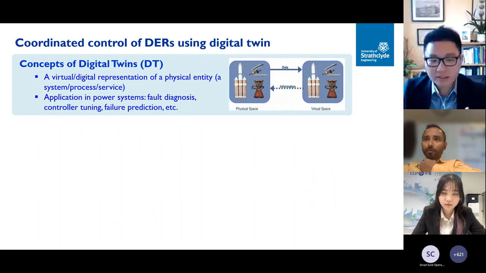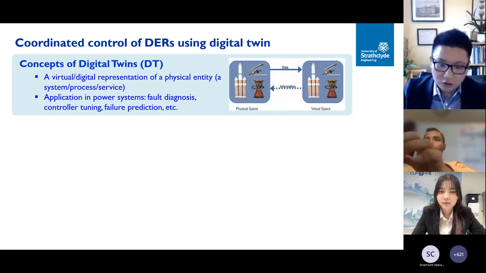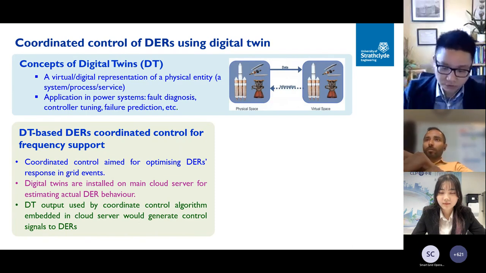Basically, digital twin is a concept widely used in aerospace and other domains. It's a virtual replica of a physical utility. It has been used in power systems for fault diagnosis, controller tuning, and failure prediction. So what we are trying to do here is use digital twin for real-time control purposes.